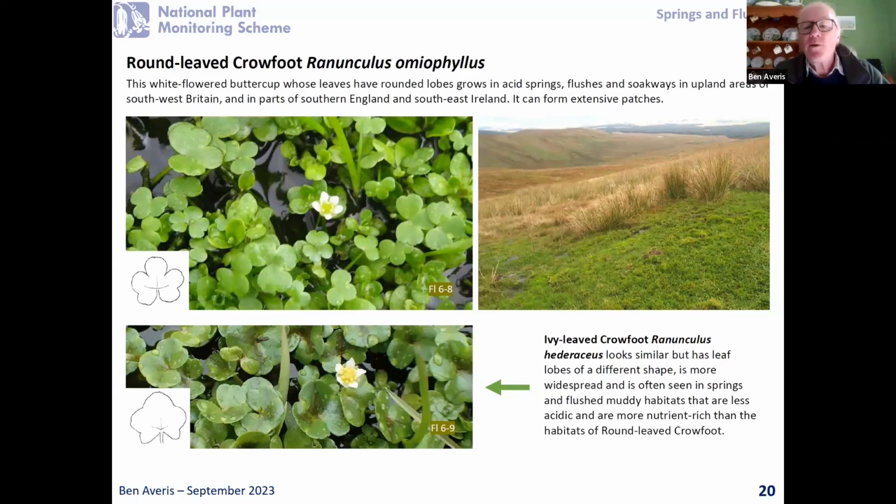And it looks rather similar to another one called ivy-leaved crowfoot, which actually has a rather different habitat, maybe more nutrient-enriched and not really so acid. I've put them both in there to help tell the difference. Different shape of leaf, really. The ivy-leaved one has a rather ivy-shaped leaf. You don't get ivy leaves looking the shape of the top one, not the colour, sorry.